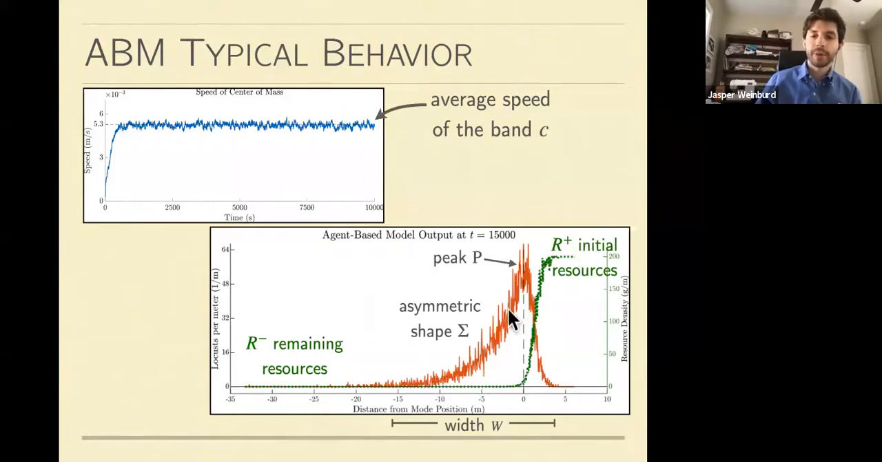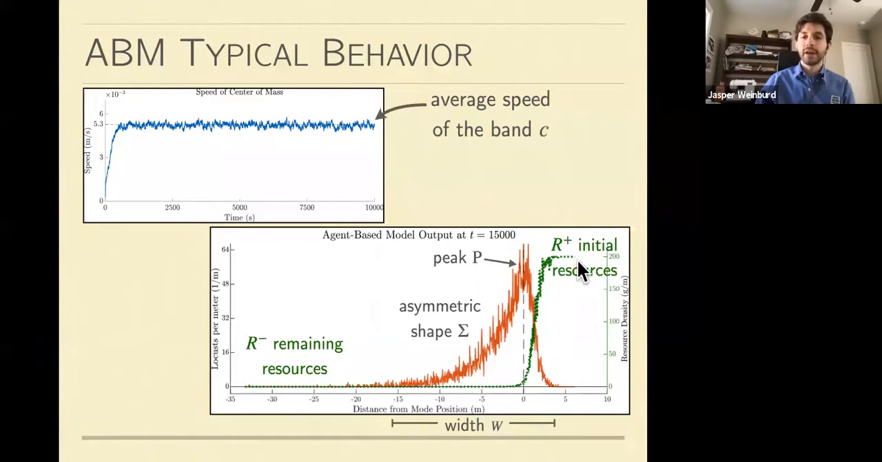So a couple of things I want to point out here. It's asymmetric, just like the data we were looking at to begin with. We quantify that with the skewness. It has a peak, which we can measure. Also, in order to really measure things about this profile, we take many iterations and then average. We can measure its width via a cutoff or a standard deviation.